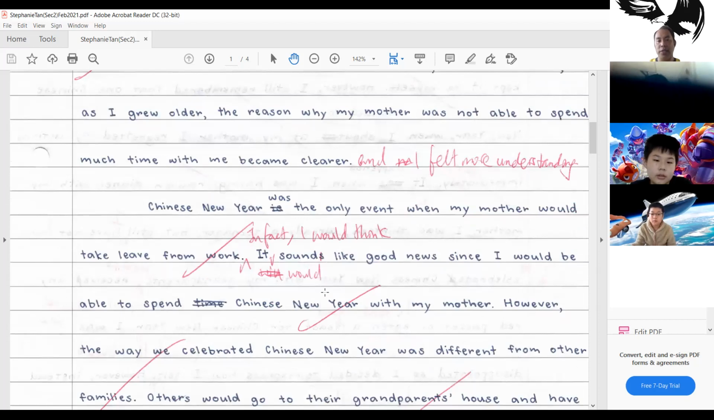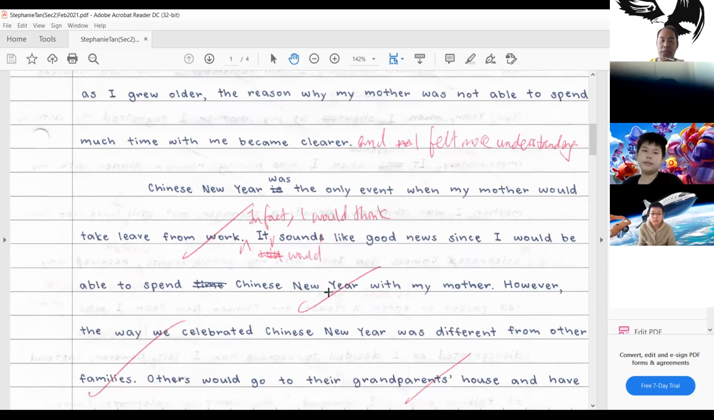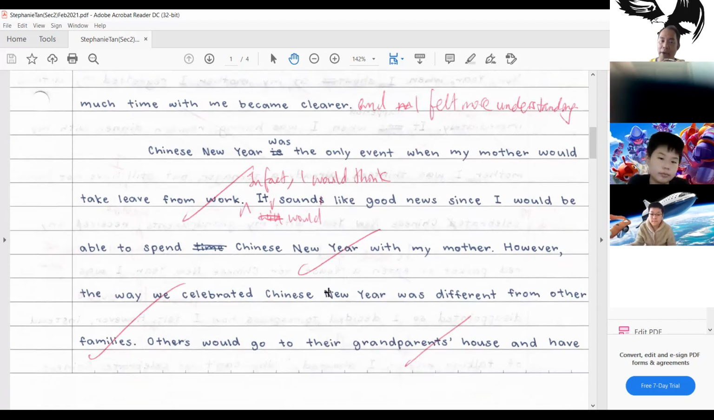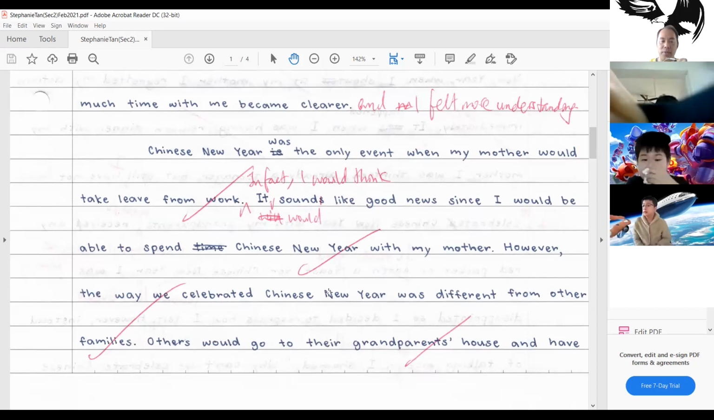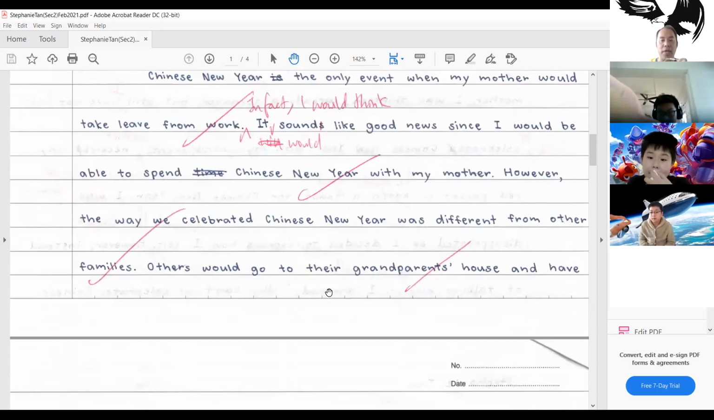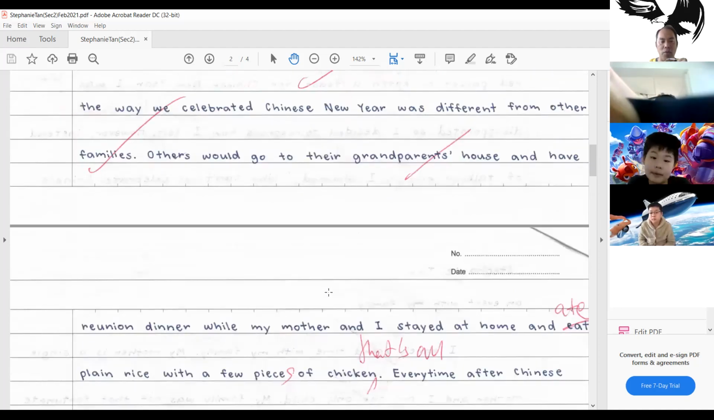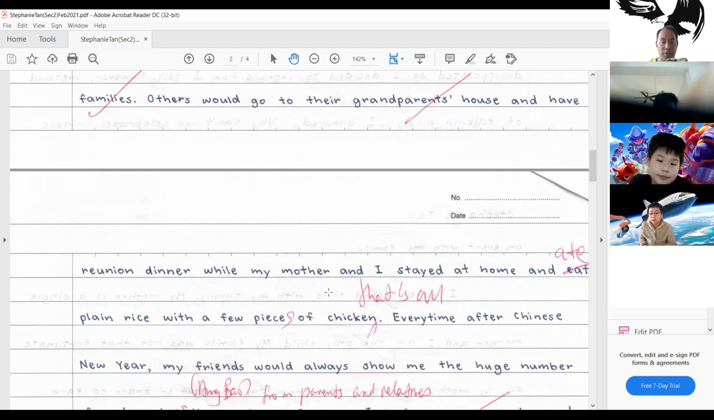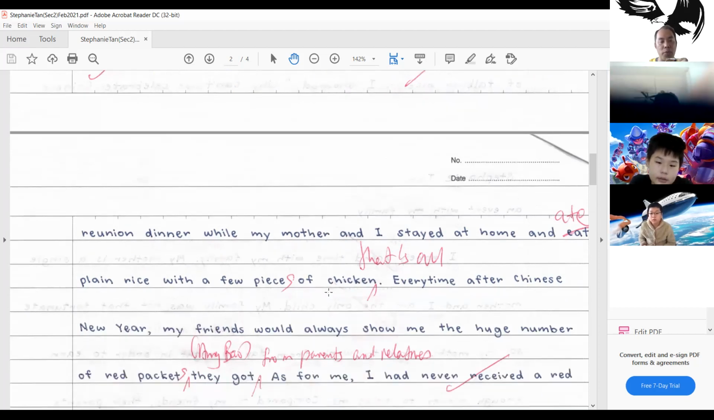Chinese New Year was the only event when my mother would take leave from work. In fact, I would think it would sound good news since I would be able to spend Chinese New Year with my mother. However, the way we celebrated Chinese New Year was different from others' families. Others would go to their grandparents' house and have reunion dinner. Wow, my mother and I stayed at home and ate plain rice with a few pieces of chicken. That's all. Every time after Chinese New Year, my friend would always show me the huge number of red packets, ang pao, they got from the parents and relatives.